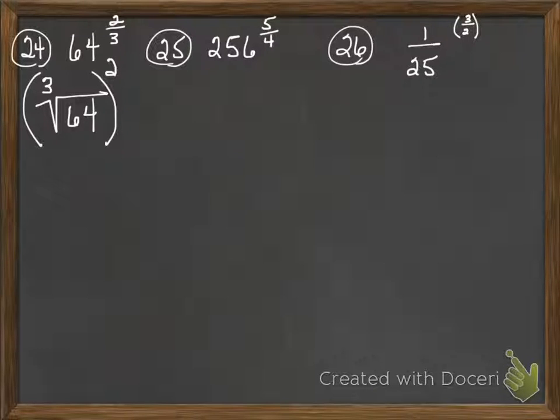The cube root of 64, what times itself 3 times is 64. That's going to be 4. And then we're going to raise 4 to the second power. That means 4 times itself 2 times. 4 times 4 is 16.